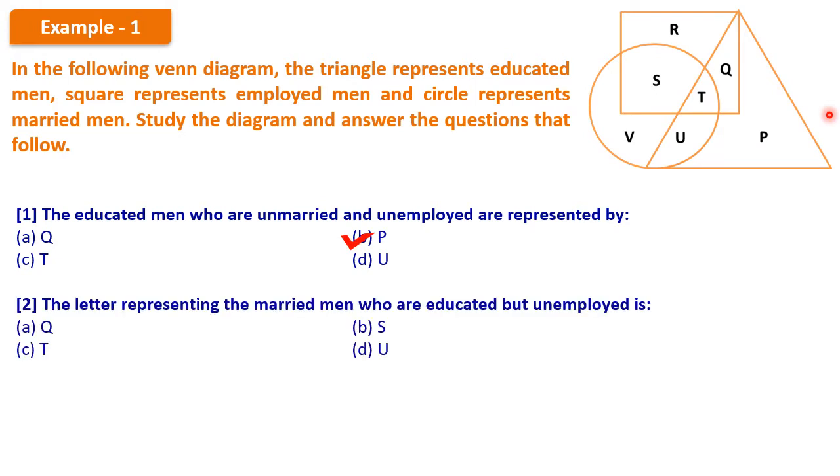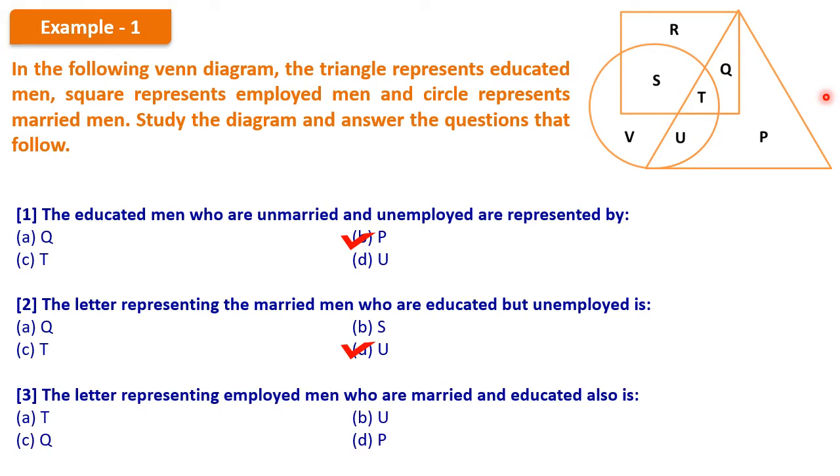Question number 2. The letter representing married men who are educated but unemployed. Married men who are educated but unemployed. Well, that is region U. So this is the second answer. Third question. The letter representing employed men who are married and educated also. They are employed, they are married, they are educated. That is region T. So this is the third answer.